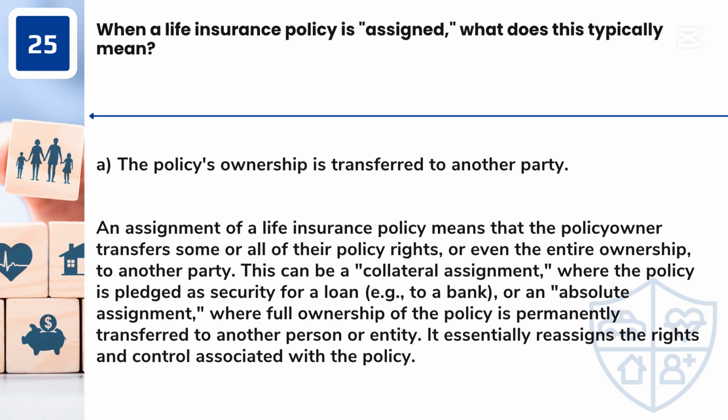Answer: A. The policy's ownership is transferred to another party. An assignment of a life insurance policy means that the policy owner transfers some or all of their policy rights, or even the entire ownership, to another party. This can be a collateral assignment, where the policy is pledged as security for a loan, e.g., to a bank, or an absolute assignment, where full ownership of the policy is permanently transferred to another person or entity. It essentially reassigns the rights and control associated with the policy.